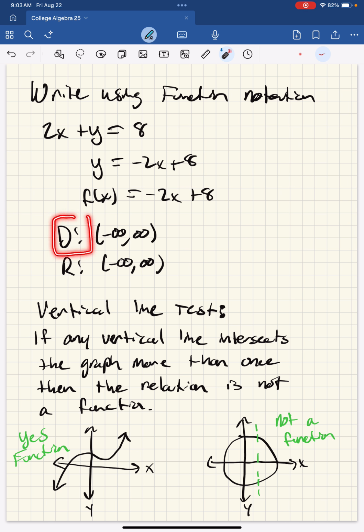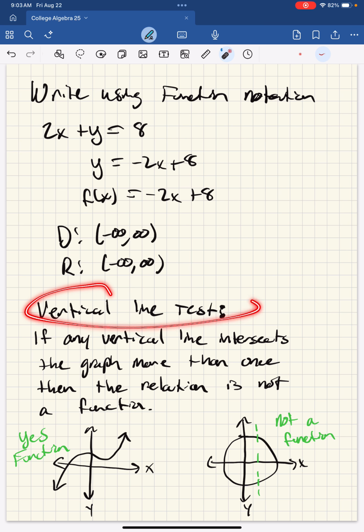So the domain, the notation is capital D with a colon, and then we're going to use interval notation. And negative infinity to infinity is the same thing as saying all real numbers, but we use interval notation. So this means that all x values are valid. And then the range is also all real numbers because every y value is possible.